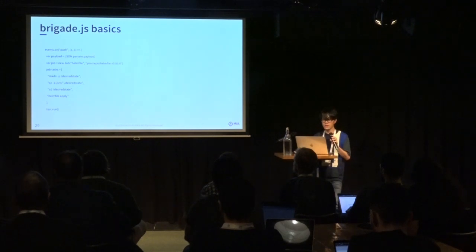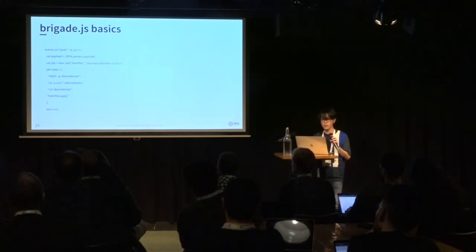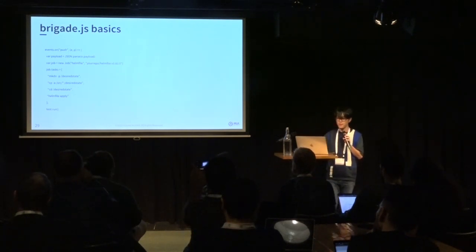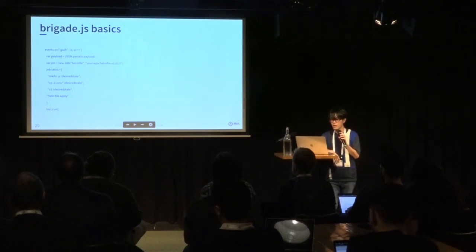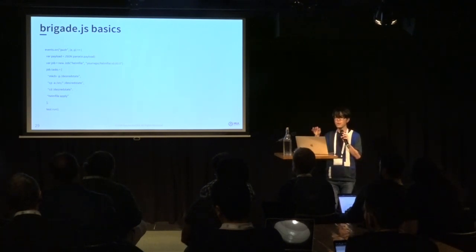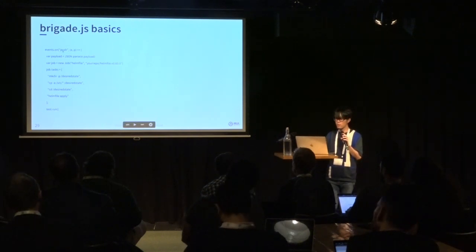Okay, so this is a basic brigade.js, your deployment pipeline definition written in JavaScript. In the first line, you hook into the Brigade event system. So here, events on push means that on every Git commit made to your Git repository, you run this snippet of JavaScript code.